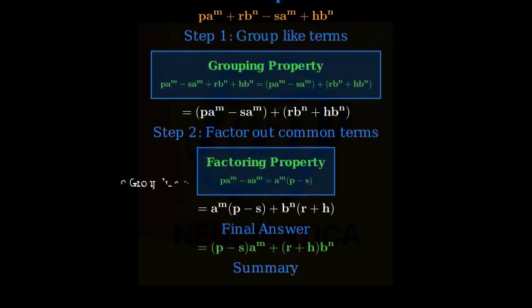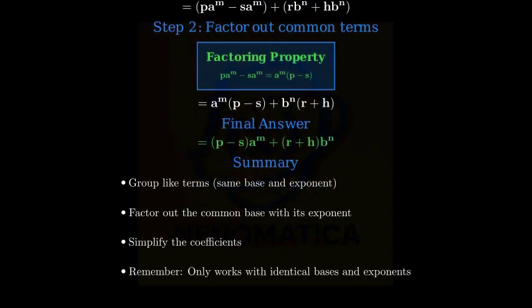To summarize, when adding or subtracting terms with the same base, we group the like terms together, factor out the common bases with their exponents, and then simplify the coefficients. Remember that this approach works only when the bases and their exponents are identical within the terms we're combining.